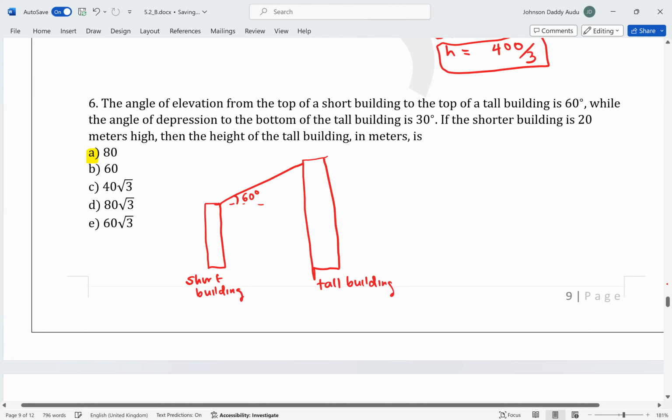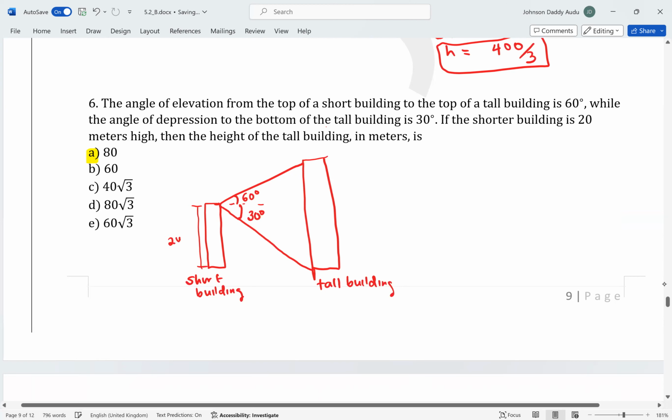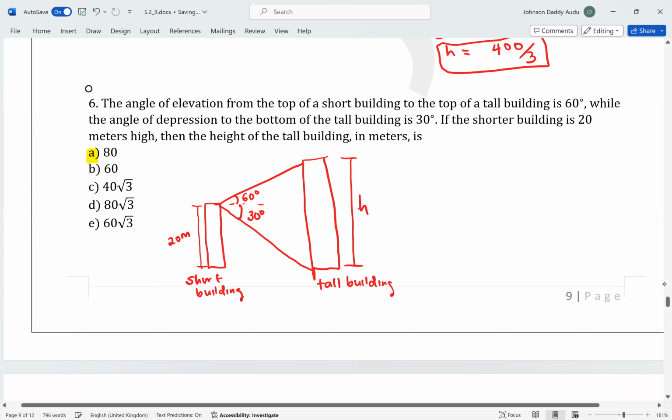While the angle of depression to the bottom of the tall building, so now you have two things. The angle of depression here is 30 degrees. Now, if the shorter building is 20 meters high, so the height of the shorter building from here to here is 20 meters. Then the height of the taller building, so you are looking for the height of the taller building now. Call it H. This is what we want, right?